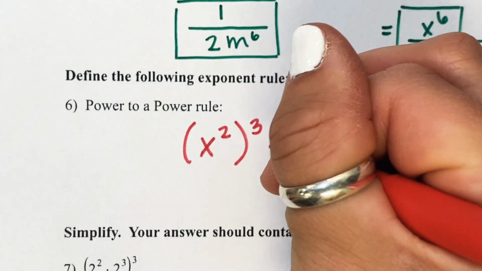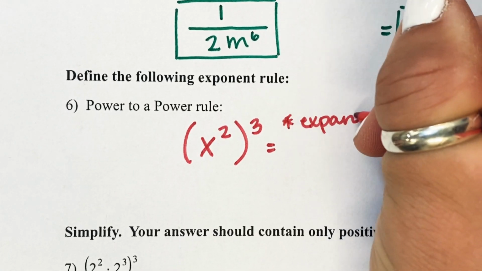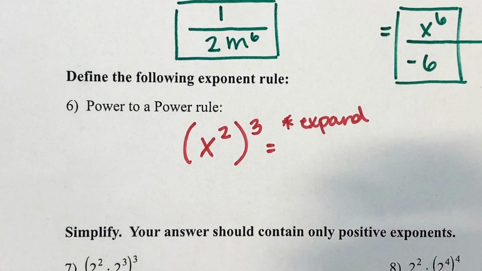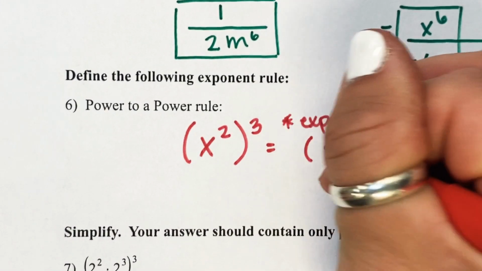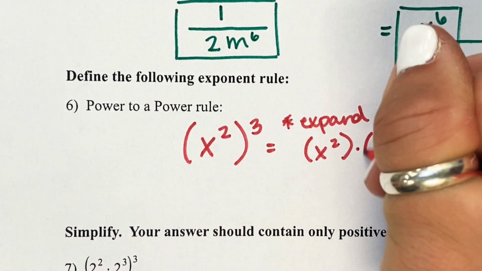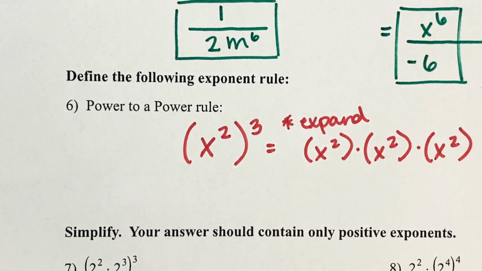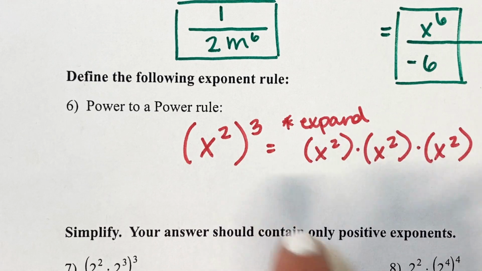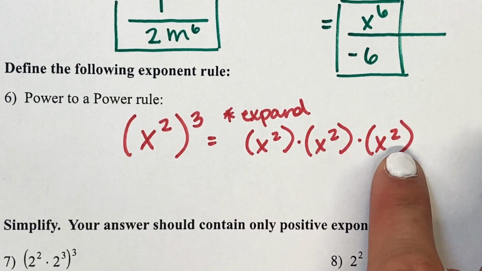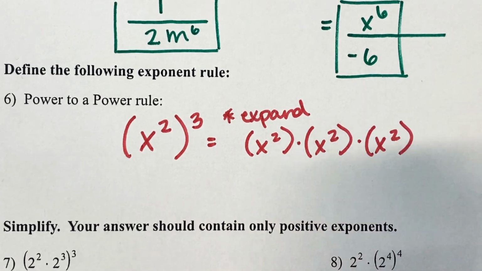Okay, well, let's rewrite this. Let's expand it to show what it's actually doing. Okay, x squared cubed really means x squared times itself 3 times, right? X squared times x squared times x squared. Okay, well now, notice nothing is to a power anymore. Everything is just product rule. So now we can add our exponents.